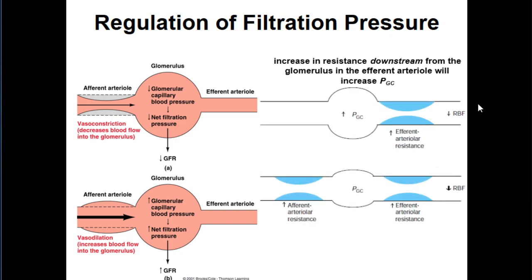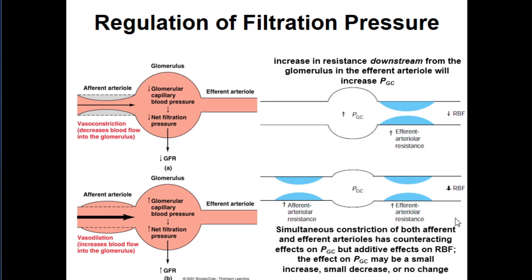What about efferent? If you constrict the efferent arteriole, you will increase resistance downstream of the glomerulus, which will increase the hydrostatic pressure of the glomerular capillary, and this will lead to increased GFR. And if you have simultaneous constriction of the afferent and efferent arterioles, the final result might be a small increase, a small decrease, or no change, which depends on the extent of vasoconstriction.